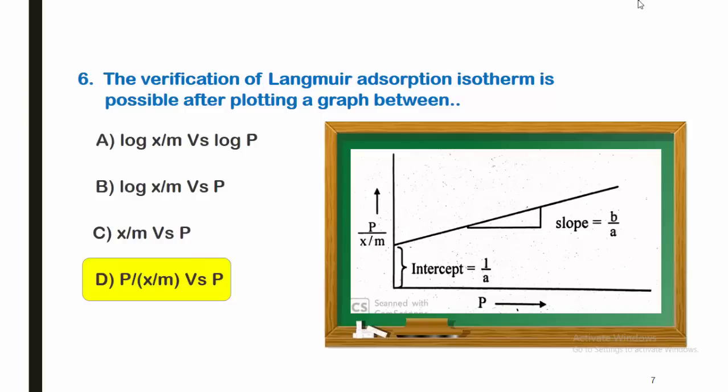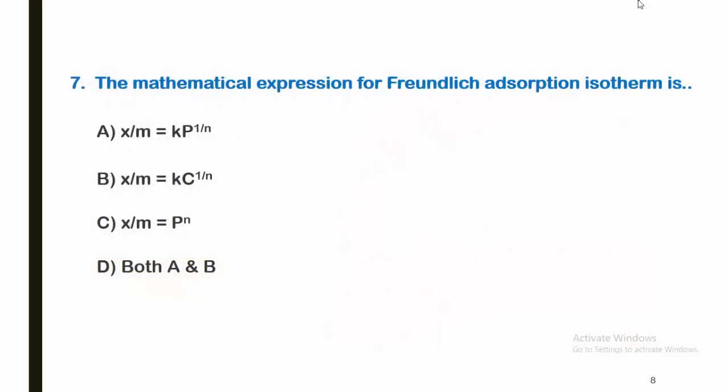Next, the mathematical expression for Freundlich adsorption isotherm, again a very important question. The mathematical expression for Freundlich adsorption isotherm is: option A, x upon m is equal to k into p raised to 1 upon n; option B, x upon m is equal to k into c raised to 1 upon n; option C, x upon m is equal to p raised to n; and option D, both A and B. The right option is option number D, both A and B.